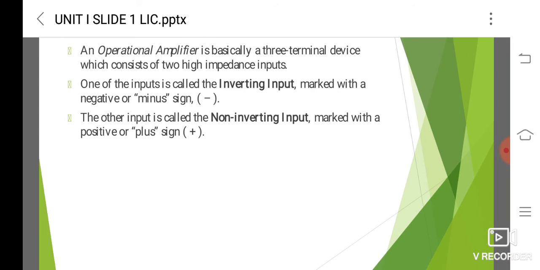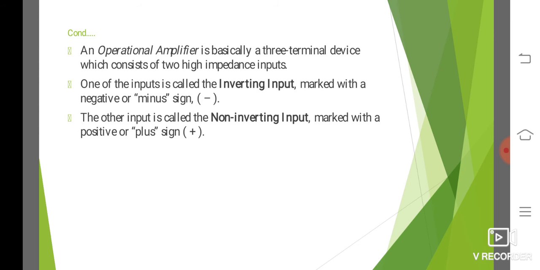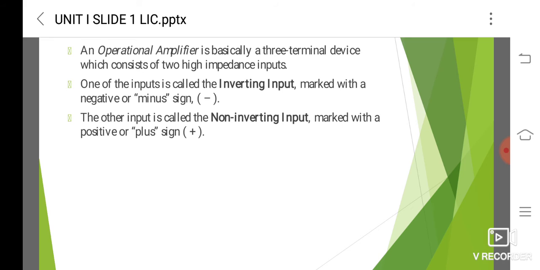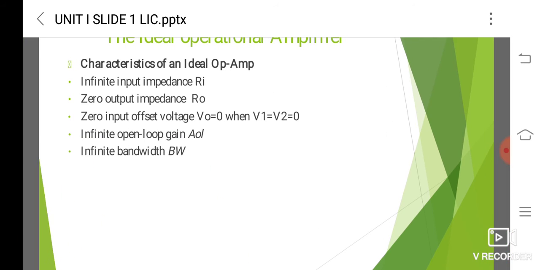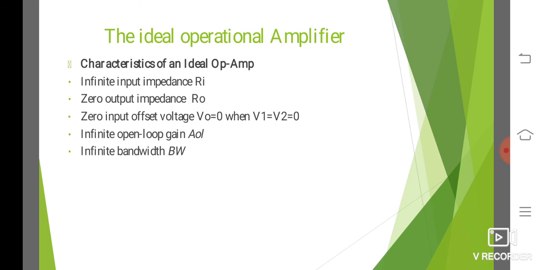And here, as we have already seen, there are 3 terminals, which consist of 2 high input impedance inputs. One of the inputs is called the inverting input, marked as a negative or minus sign, and the other one is the non-inverting input, marked as a positive or plus sign. Okay. Now what is an ideal operational amplifier?